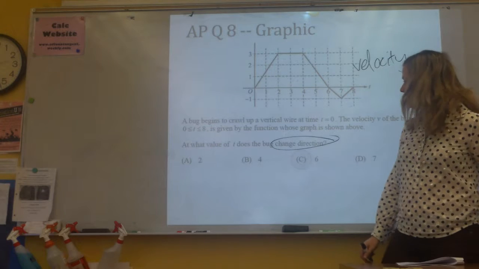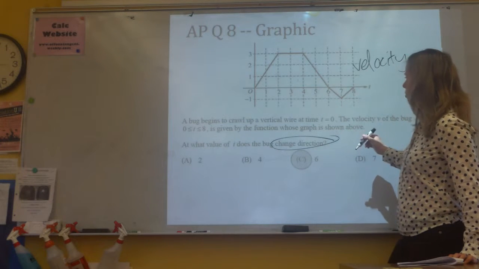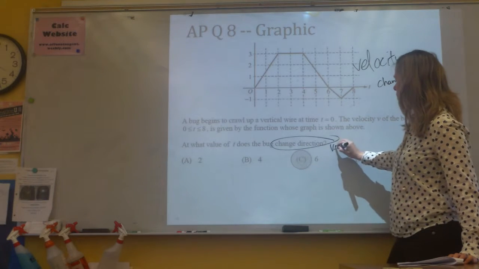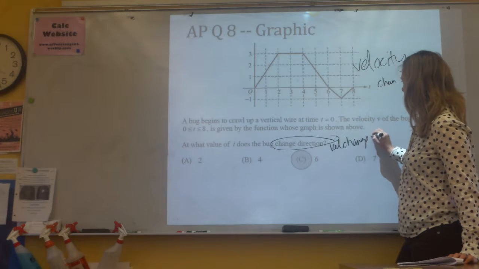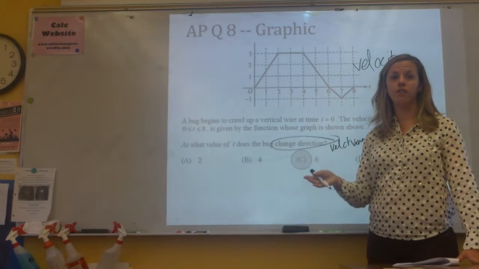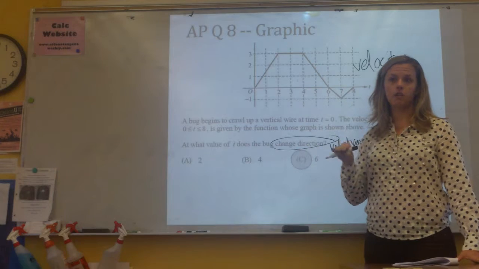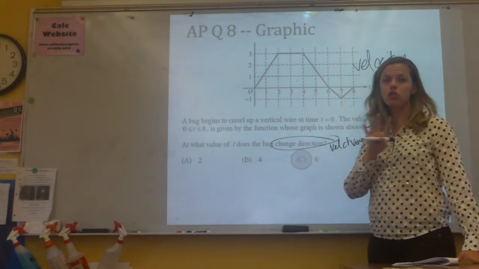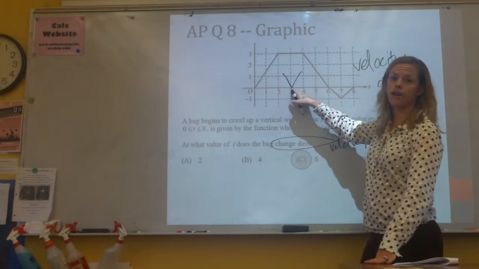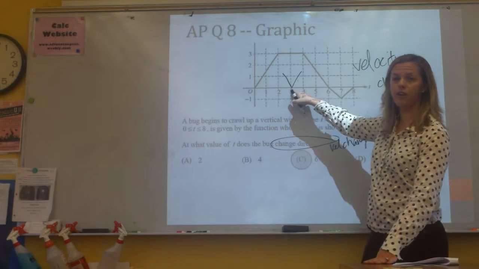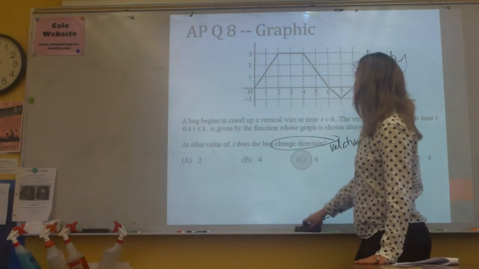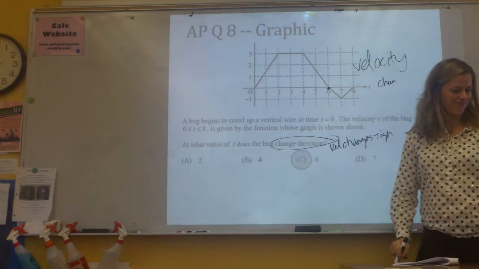Alrighty. It is 6. So the annotation would be: velocity changes sign, S-I-G-N, when you're changing direction. So you're changing from positive to negative or negative to positive. It's also known as an x-intercept. Velocity is an x-intercept. Now, just to let you know, if it had gone like that, you're not changing direction here. You're going through 0, but you actually have to change signs to change directions. This would not be a change in direction. But at 6, it is.